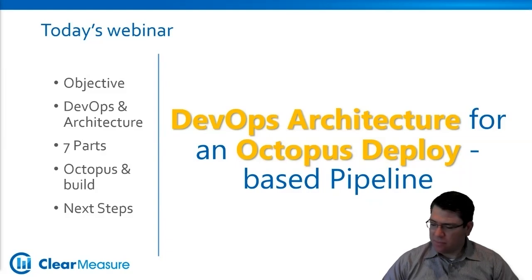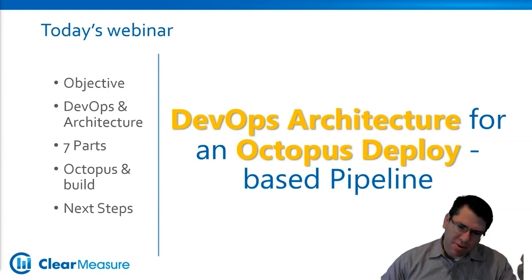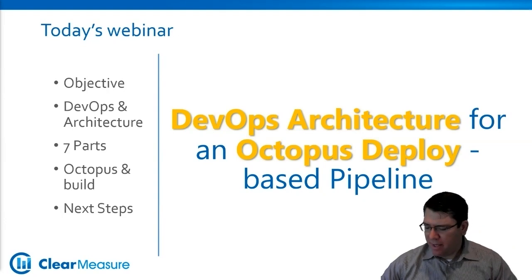All right, the agenda is in front of us, and we're going to go through the objective of DevOps. We're going to talk about DevOps and architecture, and we're going to go through the 7 key parts of a DevOps architecture. And we are going to dive into some Octopus Deploy specific features that are buried in the documentation. They are there, but they're of architectural significance because of some of the ways you need to structure the pipeline. And then we'll talk about next steps, how you can really get started on what we're talking about today.